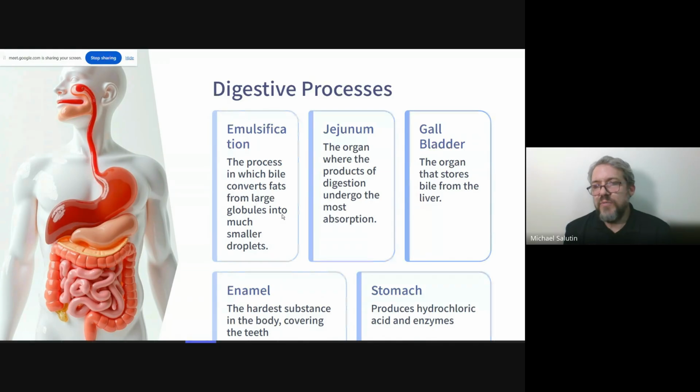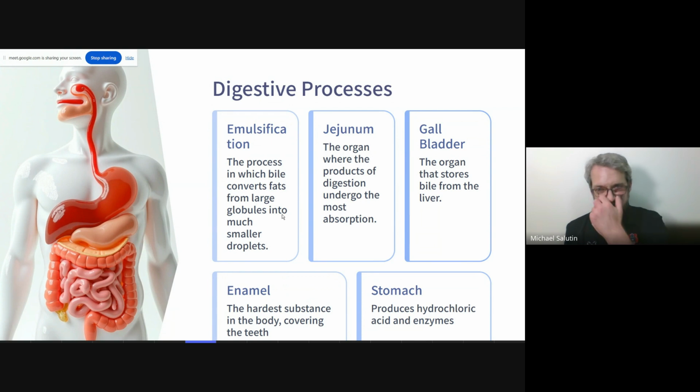The next organ we need to know is the gallbladder. Although the liver is the organ that produces bile, it does not store it. It's the gallbladder that stores bile. So the liver produces the bile, the gallbladder stores it, keeps it there, and then slowly releases it into the small intestine in the amounts that are needed to break down fats.